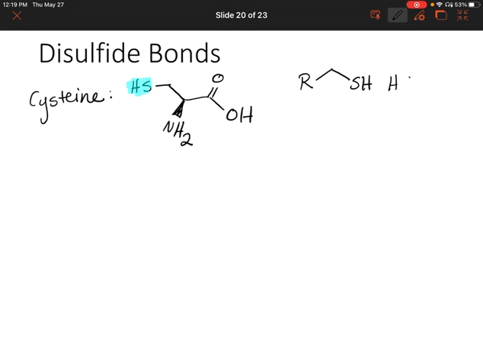But if we have two cysteine amino acids and we join them together, this would actually be considered an oxidation reaction, because we're losing two hydrogens in the process. Then we end up with a sulfur-sulfur bond, which is a disulfide bond. Now this is really useful because this can help determine the shape of a polypeptide chain, which can then eventually determine the shape of a protein.